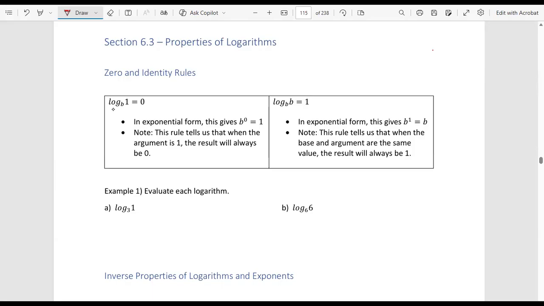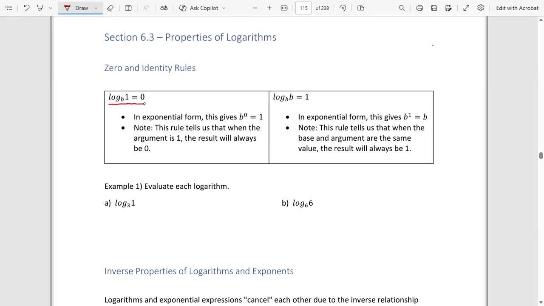The zero rule is for log functions when the argument is 1. We say that the log of 1 with any base is always 0. Why? Because any number to the 0 power is 1. If you convert this to exponential form, you will see that b to the 0 power is 1. No matter what b is, any number to the 0 power is always equal to 1, which means the log of 1, no matter what the base is, is always 0.